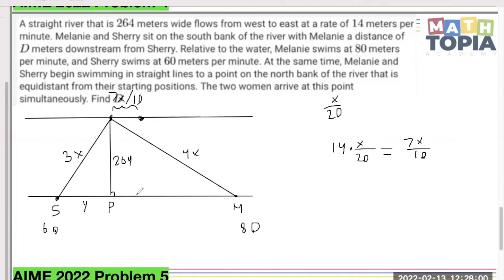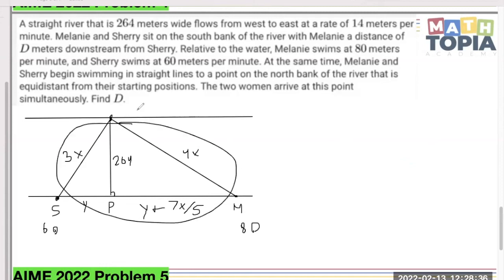Therefore, if this right here is y, then this right here has to be y plus 2 times this much, so 7x over 5. That's because when this shifts over by 7x over 10, this length we will add 7x over 10 to, and this length we will subtract 7x over 10 from, and we'll just end up with both of them being y plus 7x over 10. Okay, so now we have completely ignored the current. We are completely done with the current because now we know the distances of everything without the current.